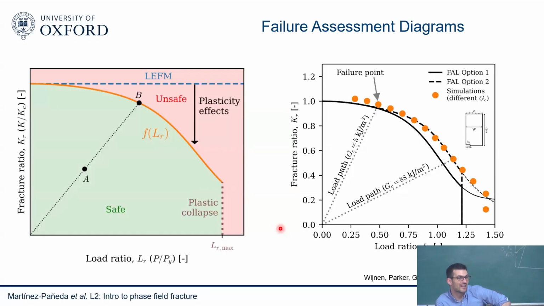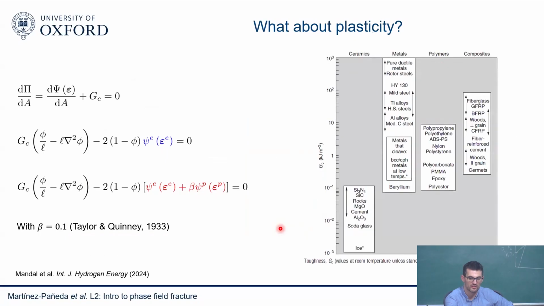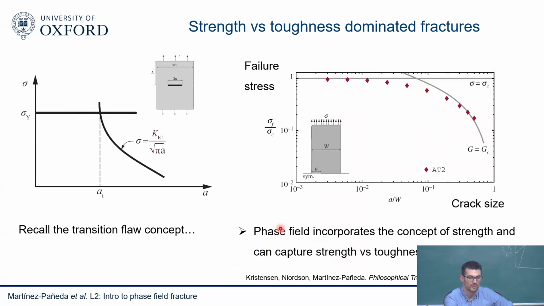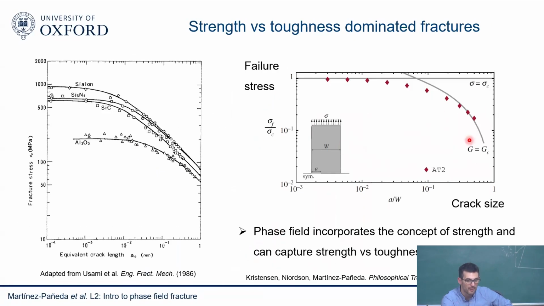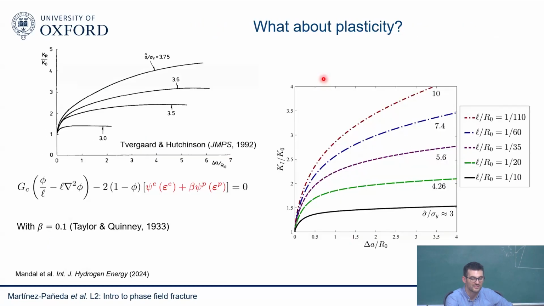So what we see is that phase field can actually capture that elastoplastic behavior and can give you naturally those failure assessment diagrams. So remember, this is a key point similar to this one, right? We said before, phase field will naturally capture, without you telling it anything about the critical transition flaw size, how you go from fracture toughness-dominated failures to strain-dominated failures. The same goes for plasticity and the failure assessment diagram.